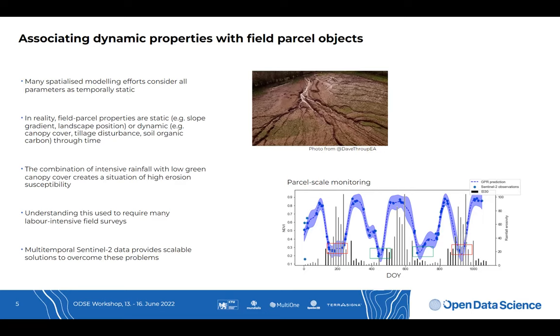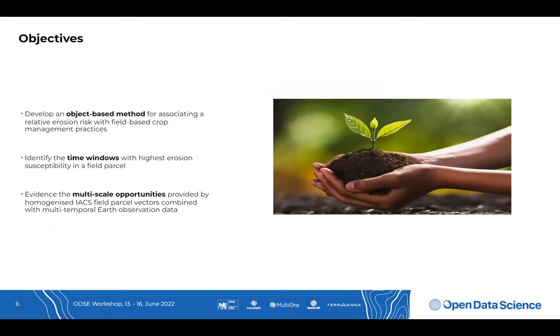But since the advent of Sentinel-2, for example, we now have scalable solutions to start monitoring these things and start to come to risk indices and start to describe the processes better. So the objectives of this work, firstly, to develop an object-based method for associating a relative risk with field parcel objects. And then the second part is to add the time perspective, to say what are the temporal windows, the time windows, when a field parcel can be most susceptible to rainfall and soil erosion. And also to evidence how IACS data, these field parcel vectors, provide new opportunities to have multi-scale perspectives of this risk.